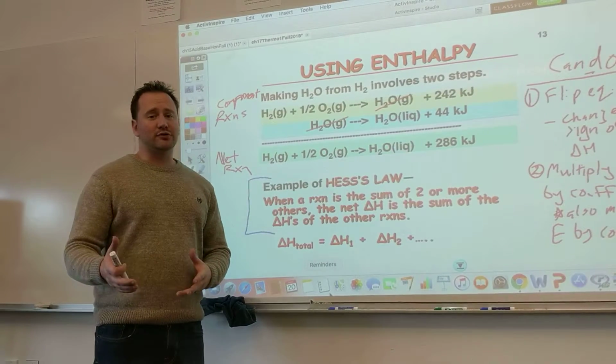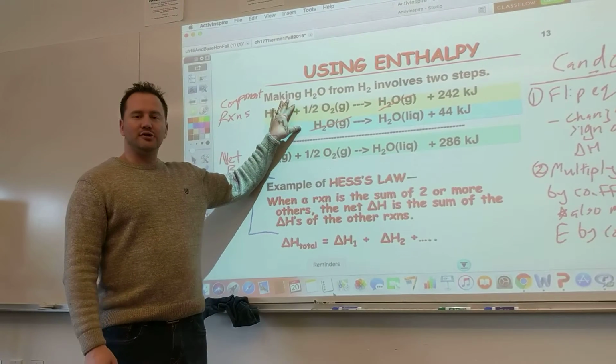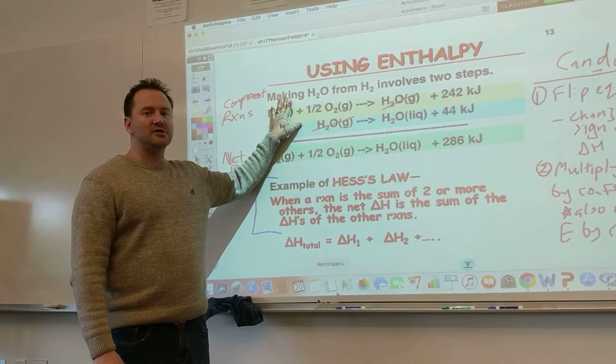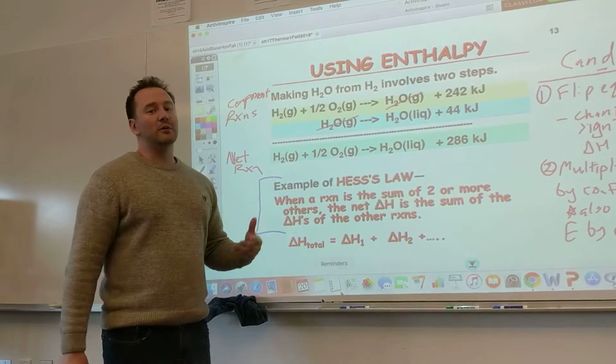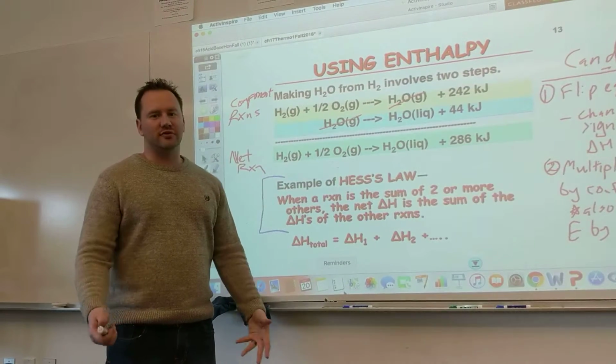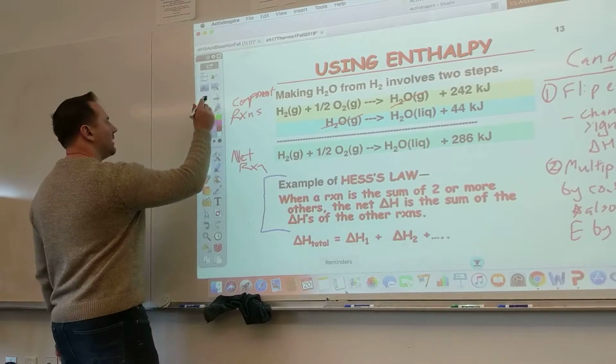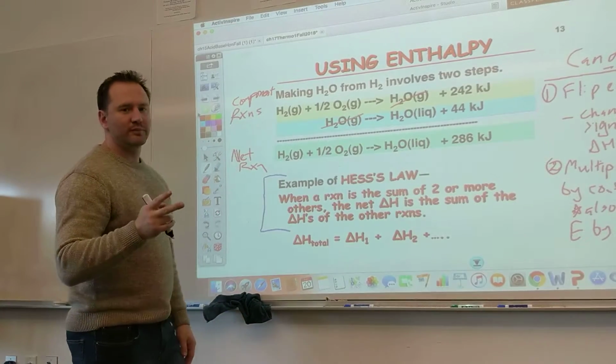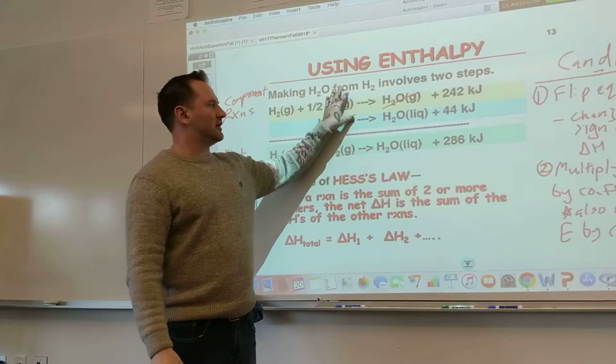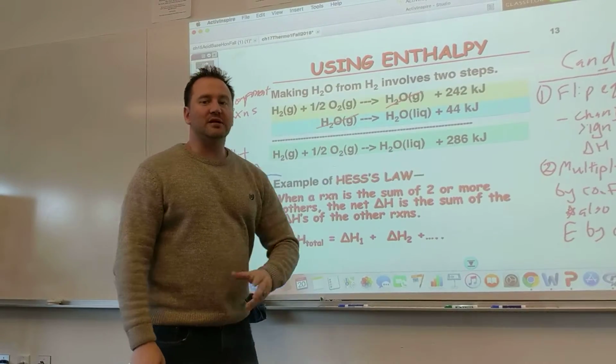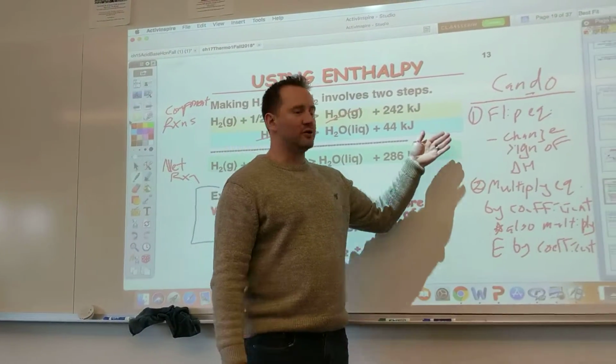So this is useful when we know the energy changes associated with some reactions, and we can combine them in a way that we could figure out the enthalpy change of something else. So applying this, there's two things you can do. This one was pretty straightforward because they just simply add up. But sometimes you're going to need to manipulate the equation, and you can do one of two things.